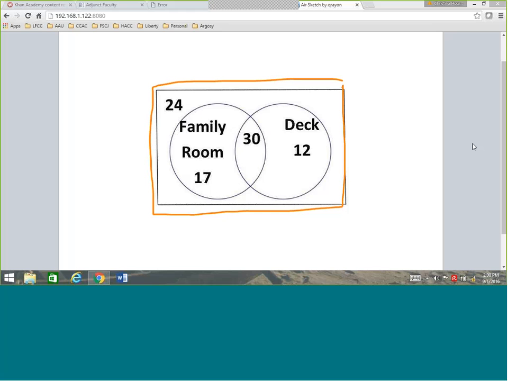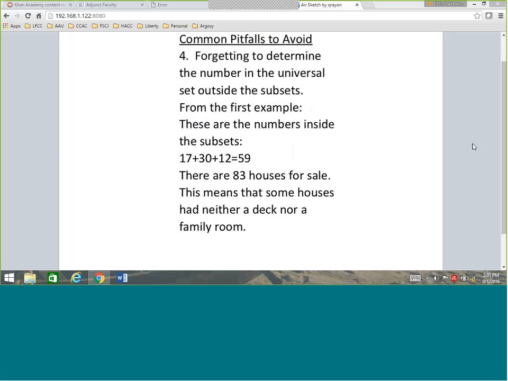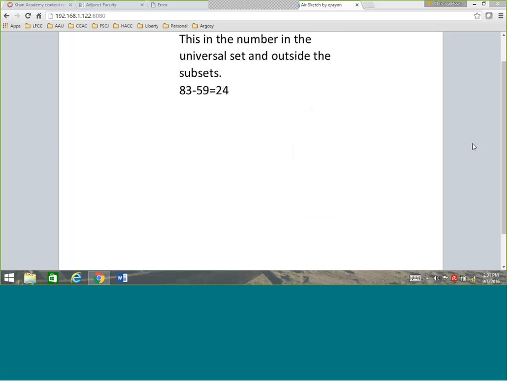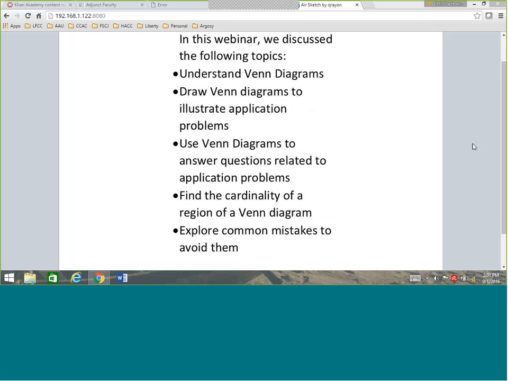Because if your diagram's not correct, it's going to be difficult to get the correct answers, okay? Oh, and there it is right there. The number in the universal set and outside the subsets was 24. So the diagram wasn't complete until I put the 24 in the box outside the circles. So once you're sure that your diagram's correct, then you can go ahead and answer some questions.